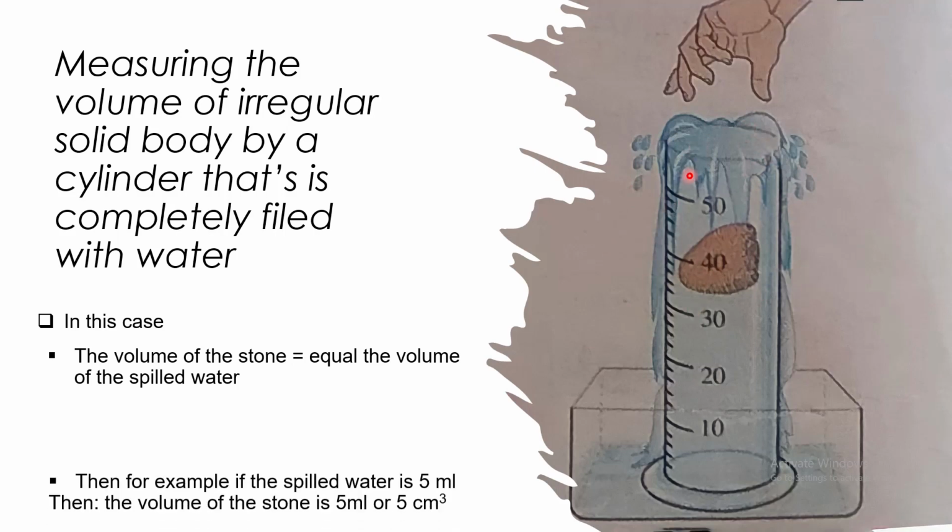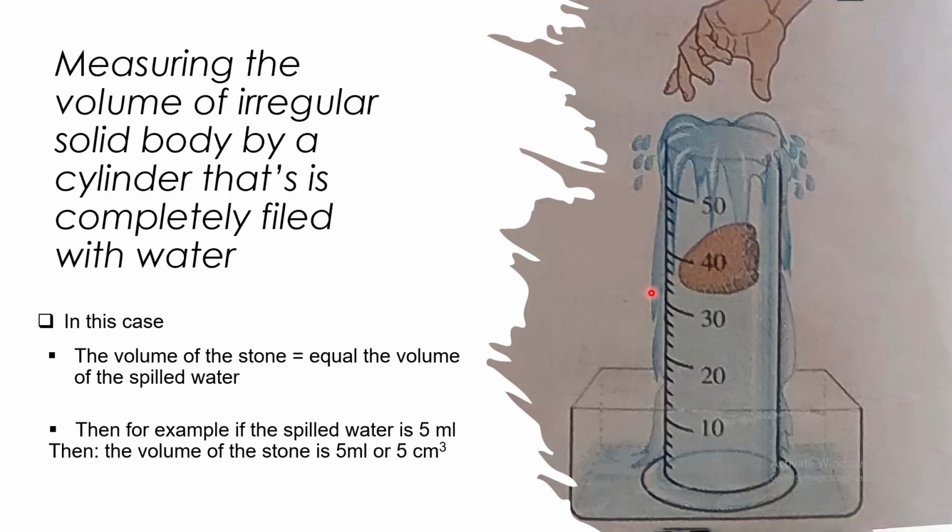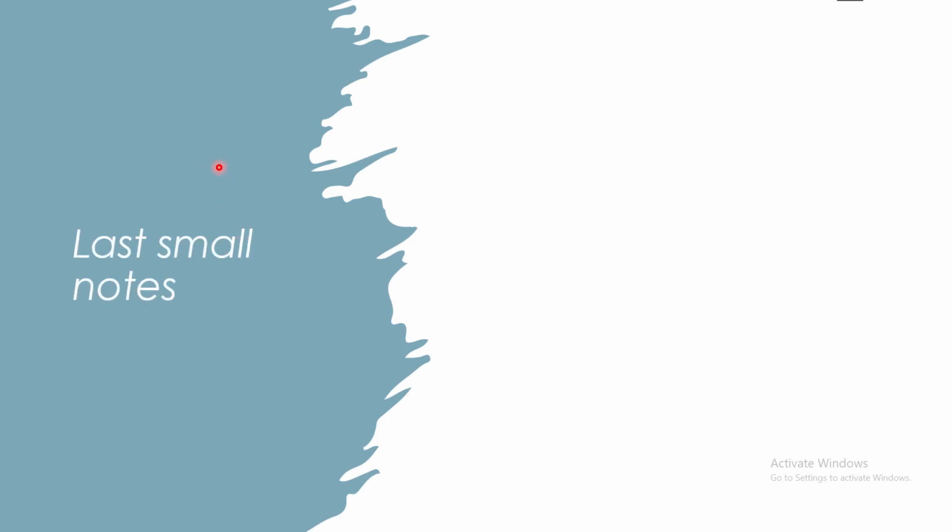So for example, if we say that the volume of the spilled water is 5 milliliters, then the volume of the stone will be the same volume as the spilled water, which is 5 milliliters, or of course 5 cubic centimeters. Now we want to take some small notes in this lesson, which is that 1 kilogram is equal to 1000 grams, and 1 ton is equal to 1000 kilograms. 1 meter is equal to 100 centimeters, and 1 kilometer is equal to 1000 meters.